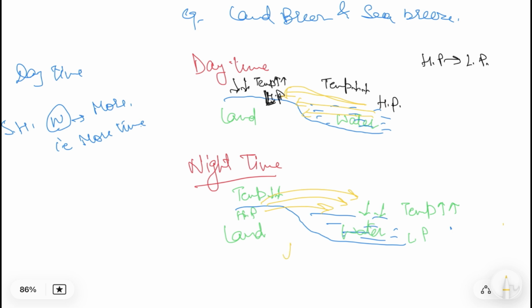So this is known as the land breeze, which will form at night time, and this is the sea breeze, which will be formed at the daytime. So the pressure gradient is developed and carries the air from high pressure to low pressure: in the sea breeze, from sea to land, and in the land breeze the movement of the wind is from land to sea. This is the formation of the land breeze and the sea breeze.